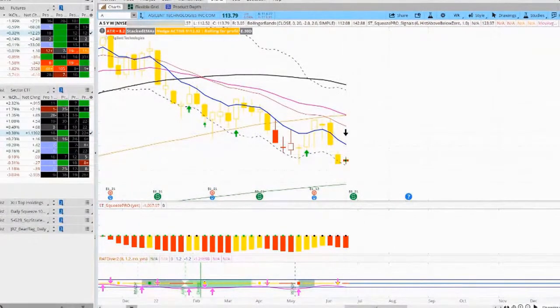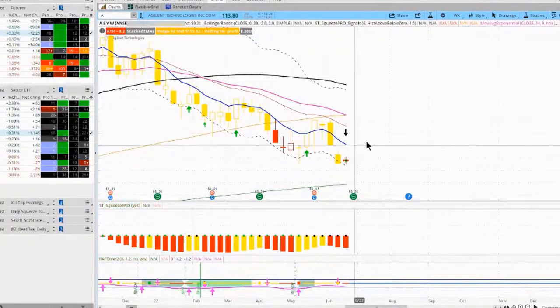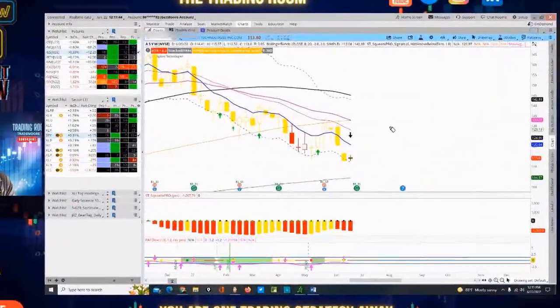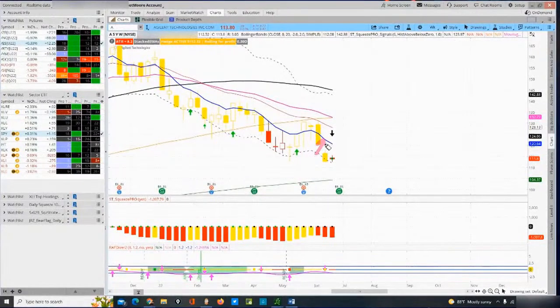So for example, and again, I'm going to show you several different ways. We've got the blue below the red, below the pink, right? So they're stacked to the downside. So you could say, hey, if I'm trading Agilent Technologies, my bias is down.